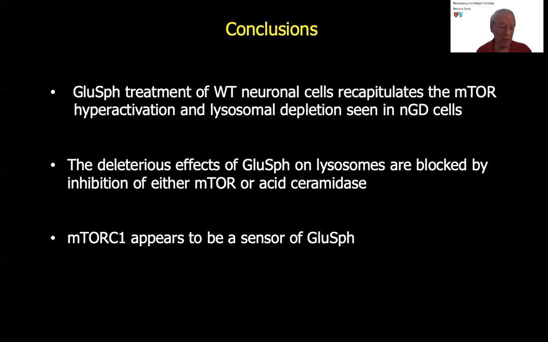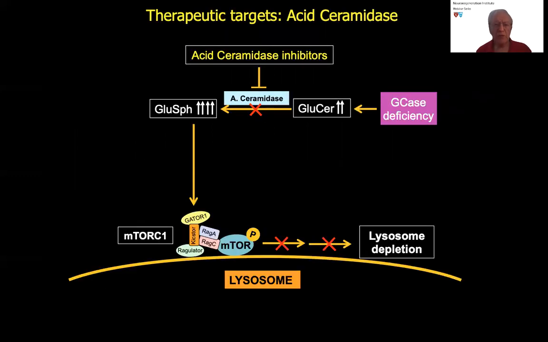And I am going to postulate that mTORC1 is a sensor of glucosylsphingosine. Of course, we don't have biophysical evidence that it interacts with any of the mTORC1 proteins, but at least we know that mTORC1 is responsive, directly or indirectly. And we are now beginning work to see how this works, to look at the mechanism.